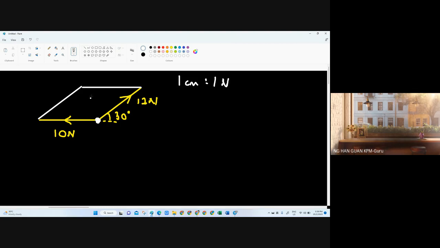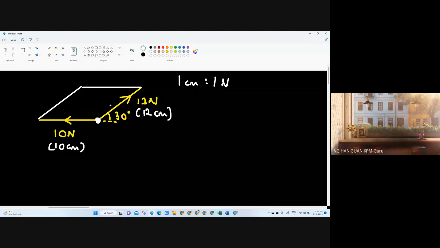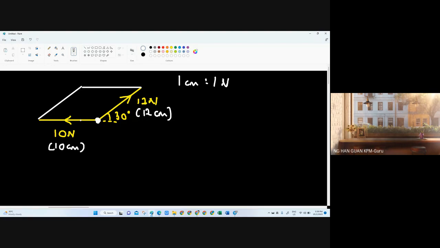So later in your drawing, for the 10 Newton, make sure you measure exactly 10 centimeter. This one you have to measure exactly 12 centimeter to represent the 12 Newton with the angle of 30 degree. So all the lines have to follow exactly the same. Then you will get the answer for the resultant force, from here to here. This will be your resultant force.